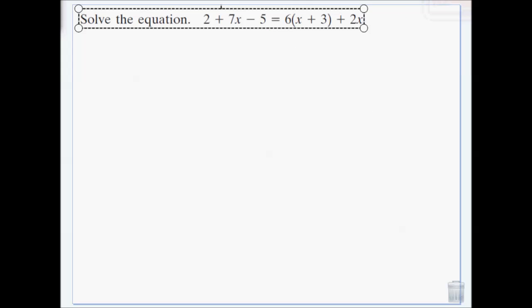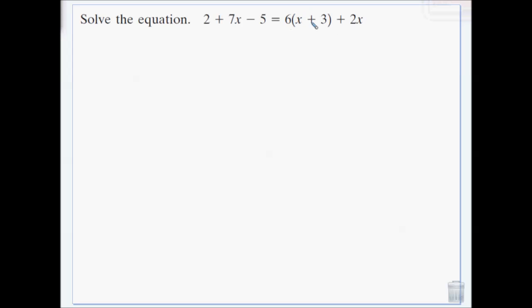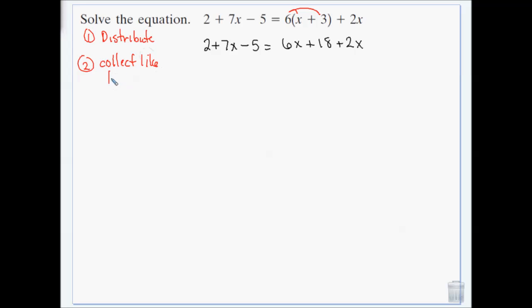So same steps. First we're going to do any distribution. So I have some distribution here. And again, you could do this in less steps. You could combine like terms at the same time, but I'm not going to do that. Okay, so first I distributed. So 1, distribute. 2, collect like terms. And that's on each side, right? So we're not crossing the equal sign yet.